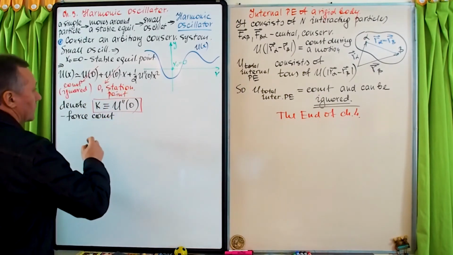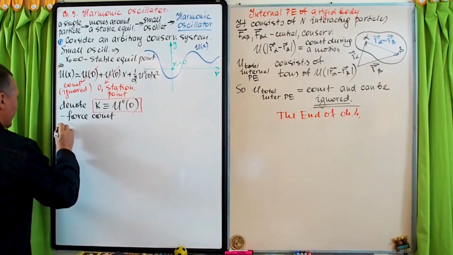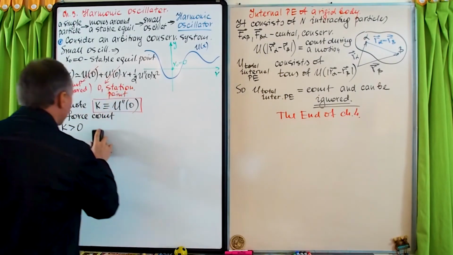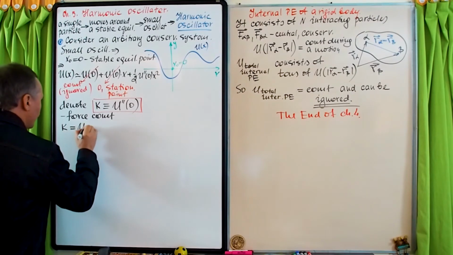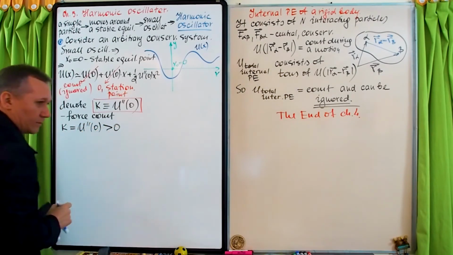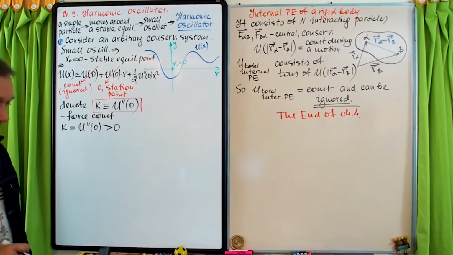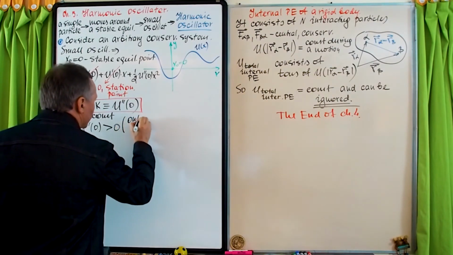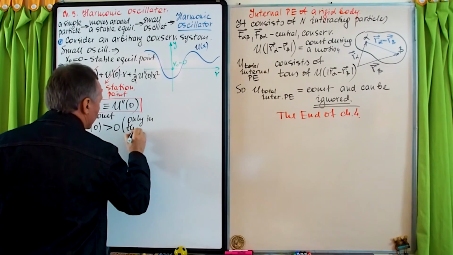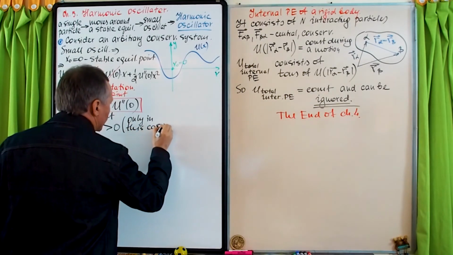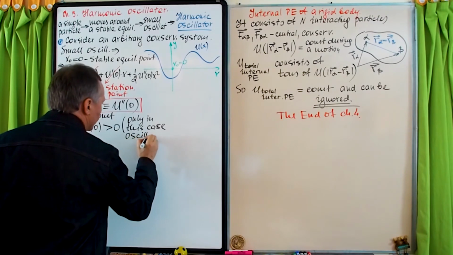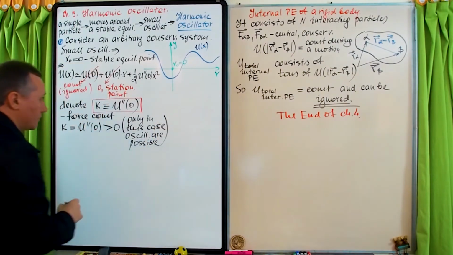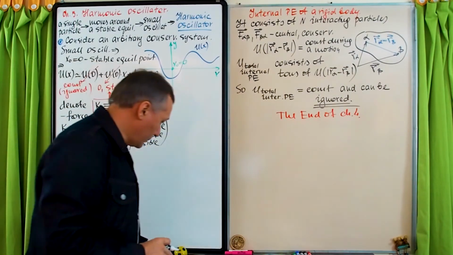So k, I still want to save that space for another picture. So k must be positive. You know what? Let me write k equals u double prime. And it must be positive, right? Only in this case we can have oscillations. Oscillations are possible. Right. So k must be positive.